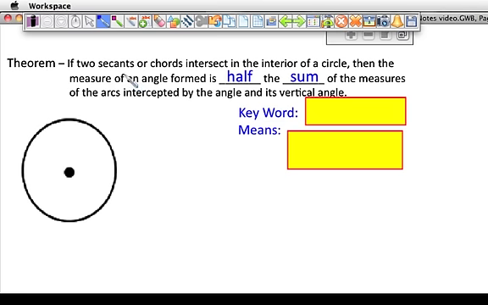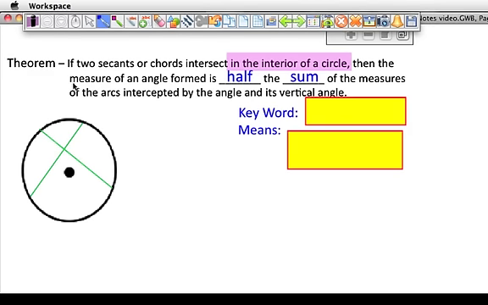Next rule is going to be where it's different though. If two secants or chords intersect in the interior of a circle, this is where it changes, in the interior of a circle. So we're looking at two chords or two secants or two segments that intersect inside the circle, but notice it doesn't say anything about the center. This is not a central angle. This is two chords that intersect somewhere inside the circle. It creates 4 angles right here.